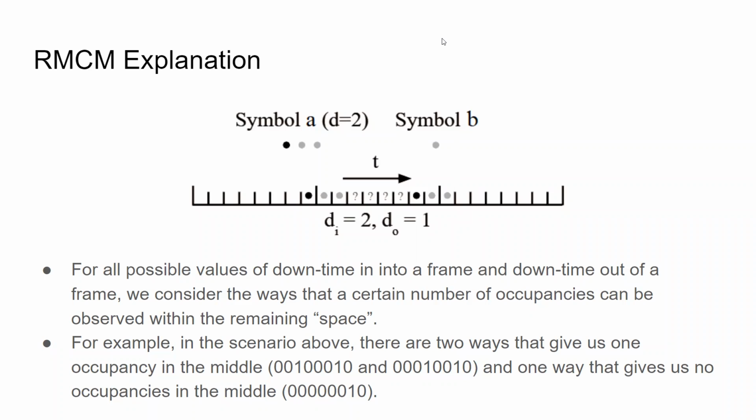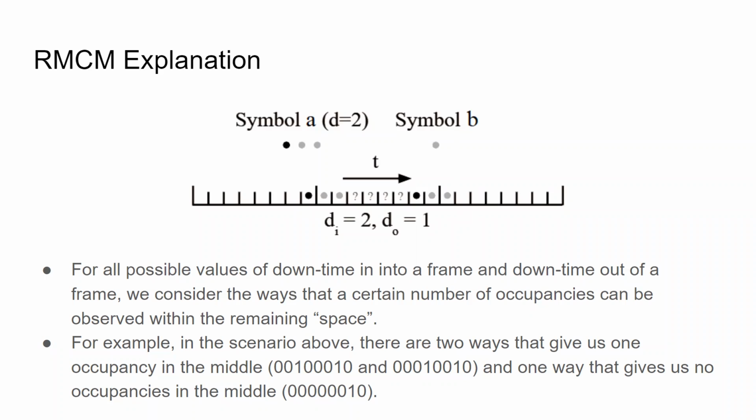Yeah, so how do we create these states which are already combined? The idea is that we have these 3 numbers which define all of these m sets. These 3 numbers are downtime into a frame, downtime out of a frame, and a third number, which determines how many occupancies we find in the remaining space.